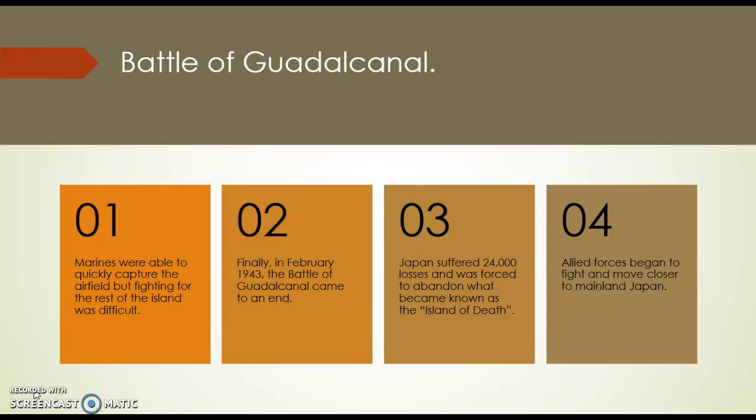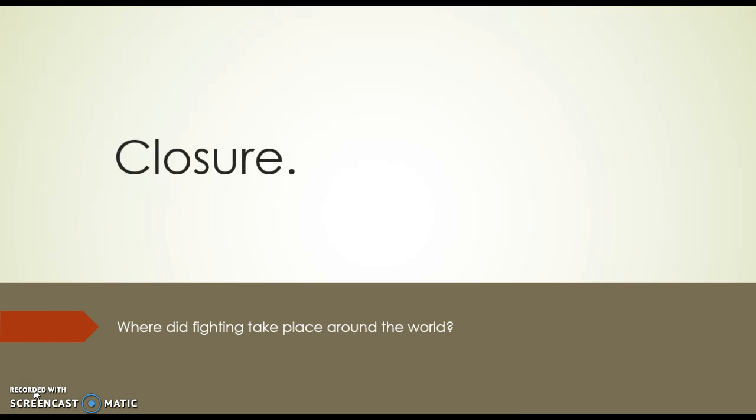So the Battle of Guadalcanal. Marines were able to quickly capture the airfield on the island, but fighting for the rest of the island was difficult. Finally, in February of 1943, the Battle of Guadalcanal came to an end. Japan suffered 24,000 losses and was forced to abandon what became known as the Island of Death. And with this, Allied forces were able to begin to fight, and move closer to mainland Japan.